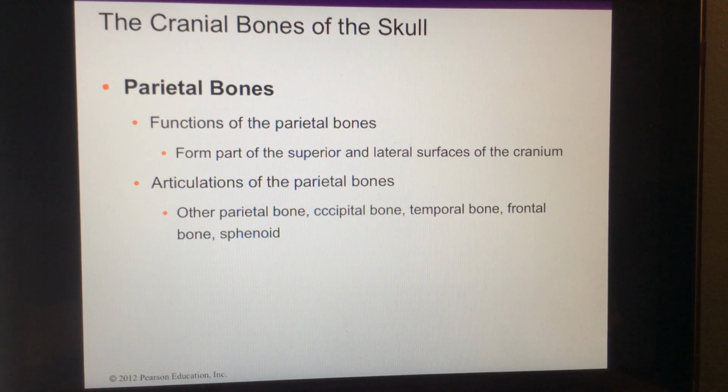Parietal bones basically form the superior and lateral surfaces of the cranium. Two paired parietal bones. Forms the wall. So basically, if you think about the parietal membrane, it covers the wall of the body cavity. So you can think of the parietal bone as the wall of the cranium. Articulates with the other parietal bone, occipital, temporal, frontal bone, and sphenoid. So it's a connecting bone.